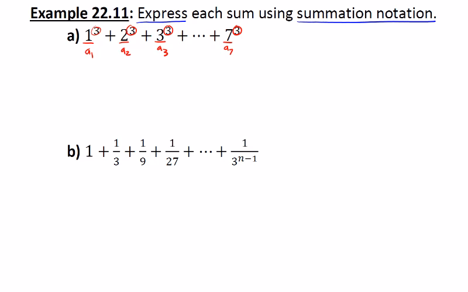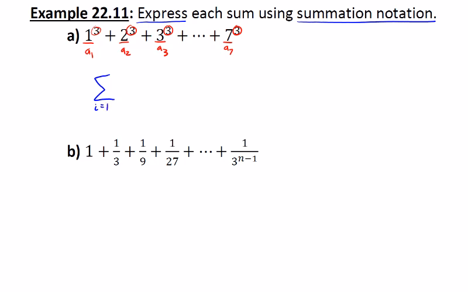So when it comes to writing the expression as a summation notation, we're going to first draw the sigma symbol, and we're going to select an index for summation. I'm going to use I, and I'm going to start with I equals 1.